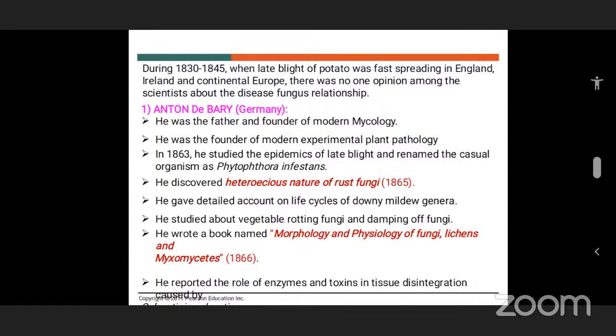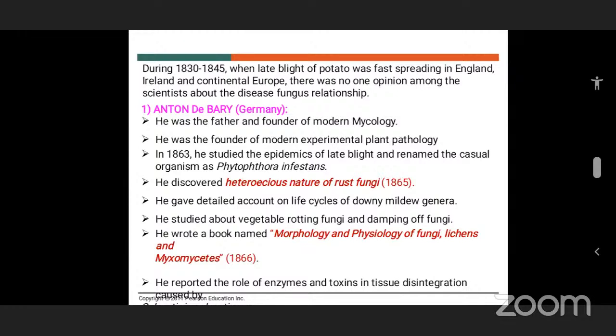mainly by Anton de Bary. He made many contributions to plant pathology. That's why he is called the father of modern plant pathology or founder of modern mycology, because he did very good work related to plant pathology.